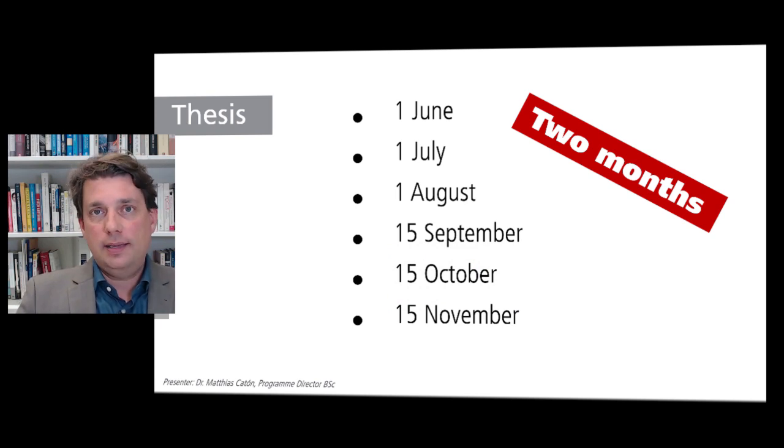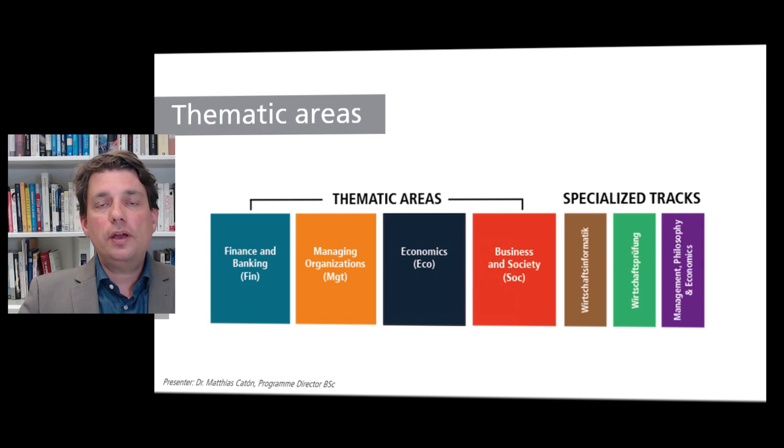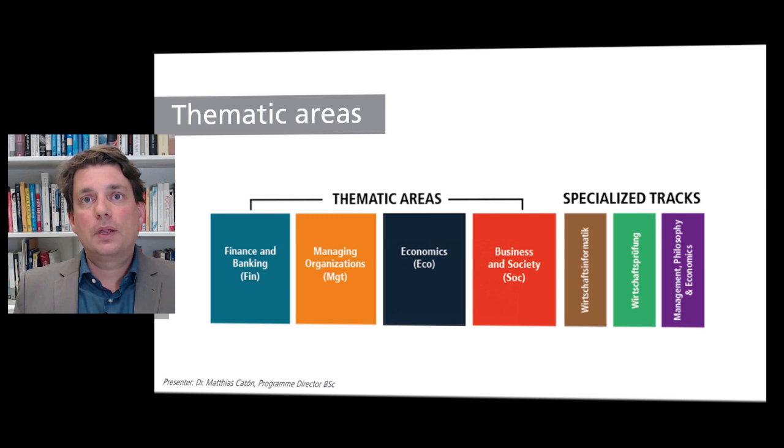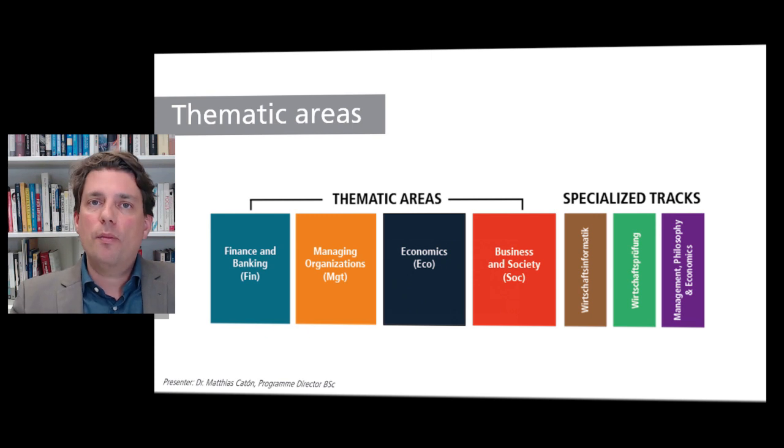mid-January at the latest. If we look at the thematic structure of the advanced study phase, we see that there are 4 big pillars: finance and banking, managing organizations, economics, and business and society. And all electives are clustered in one of these thematic areas. In addition, there are also so-called specialized tracks, and they consist of mandatory modules for some of the concentrations.